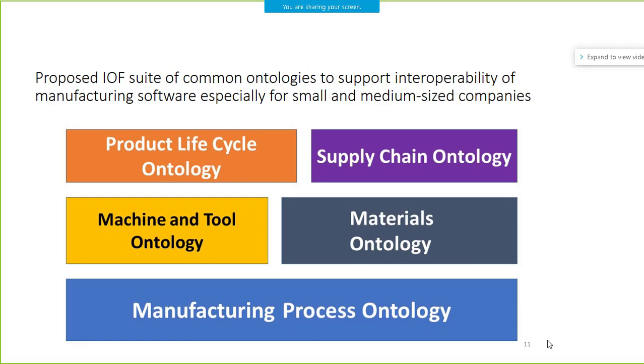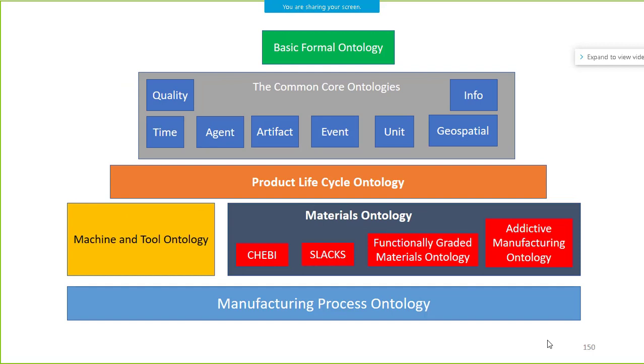And the four materials ontologies that you see there already exist. And they're all BFO based, or they are being re-engineered to be BFO based. CHEBI is a chemistry ontology, which is a very large ontology. The product life cycle ontology I will talk about in the afternoon.